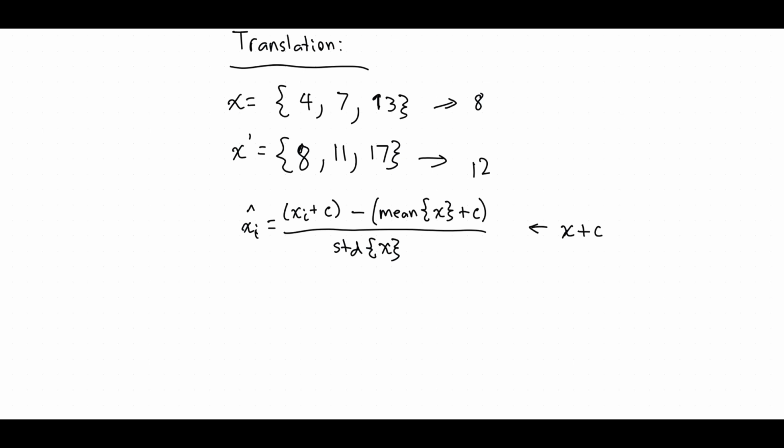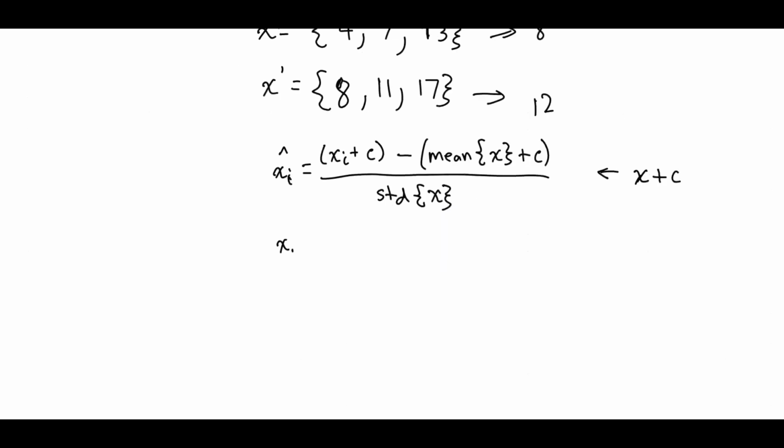So we get x sub i hat equals x sub i plus c minus the mean of x minus c. So we can see the plus c and the minus c cancel out. And that's all over the standard deviation of x. And what we can notice is this is exactly what we had in the beginning before any translation.